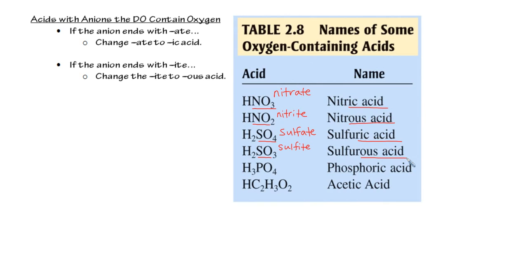So that's the rule with these oxygen acids. If it's the ATE version of the polyatomic, it'll end in IC acid. If it's the ITE, the nitrite, sulfite, phosphite, then it'll turn into OUS acid.